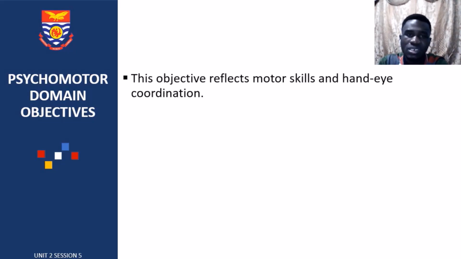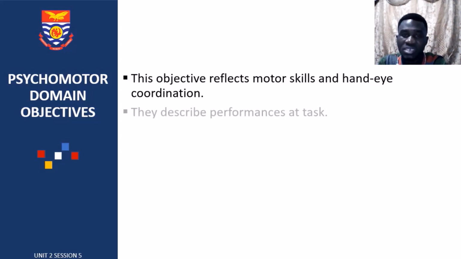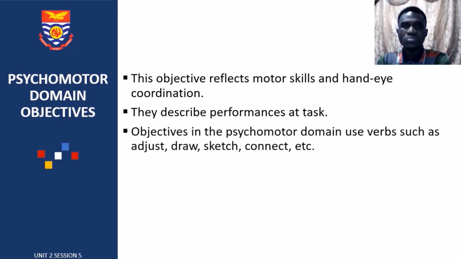Now let's look at the psychomotor domain objectives. And these objectives reflect motor skills as well as hand-eye coordination. And they describe performances at task. So what the learner should be able to do. And in this domain, verbs such as adjust, draw, sketch, connect, etc. are all used in this domain.